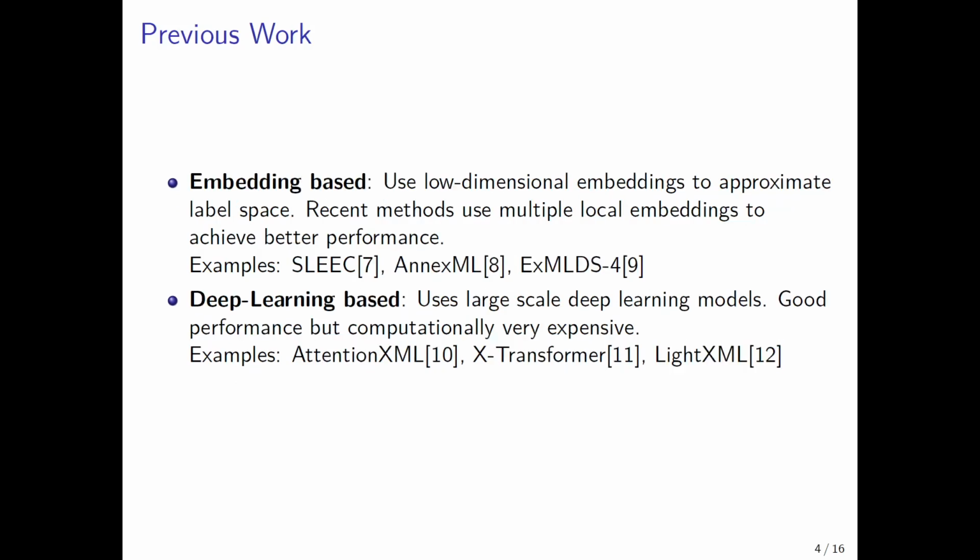Next, the embedding-based methods, which use low-dimensional embeddings to approximate label space. Recent methods use multiple local embeddings to achieve better performance. Some examples are SLEEC, RXML, and EXML. And finally, the deep learning-based methods, which have recently gained attention. These methods generally rely on deep learning models and have very good performance, but are also computationally very expensive. Examples include AttentionXML, X-Transformer, and LightXML.